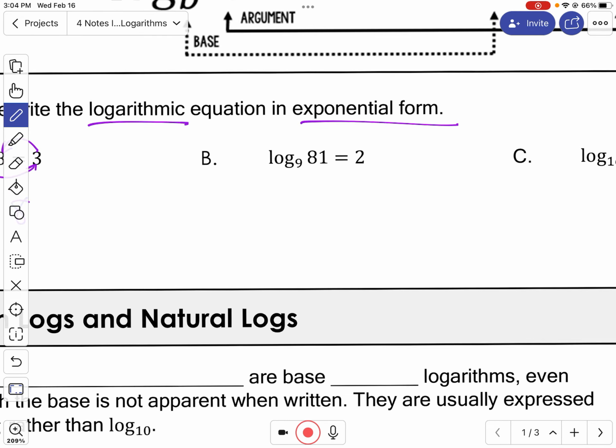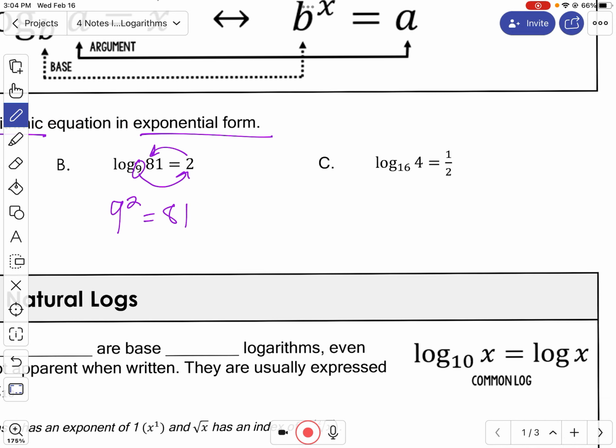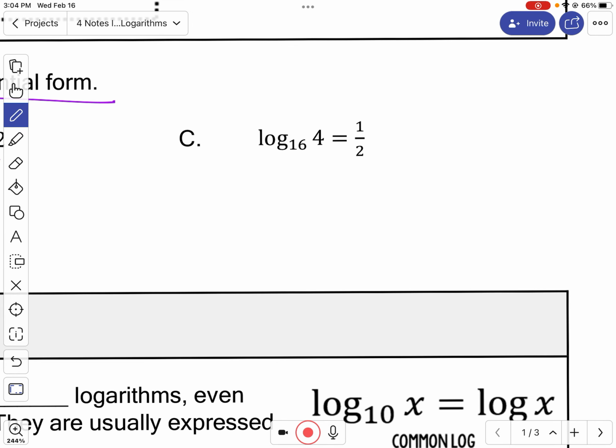So then we're rewriting this one. The base is 9 on the log, which becomes the base of your exponential raised to this power, 2 equals 81. Again, those are equal to each other. 9 squared is 81. Next one, this is the base, 16 raised to this power, 1/2 equals 4. Remember when we talked about radicals, anytime something's raised to the 1/2, it means you're taking the square root. Notice the square root of 16 equals 4.